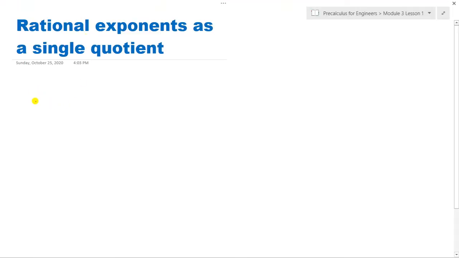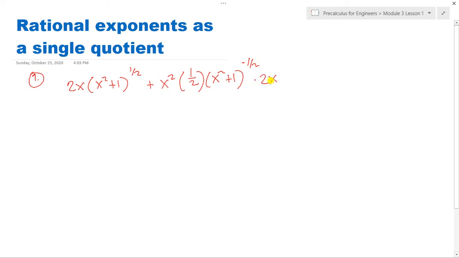So in order to understand that, in order to visualize, let's have an example. Let's say you are given this expression 2x times x squared plus 1 raised to the power of 1/2 plus x squared times 1/2 then multiplied by x squared plus 1 raised to the power of negative 1/2 times 2x. So in this case, class, it would be better to factor out first their common terms.